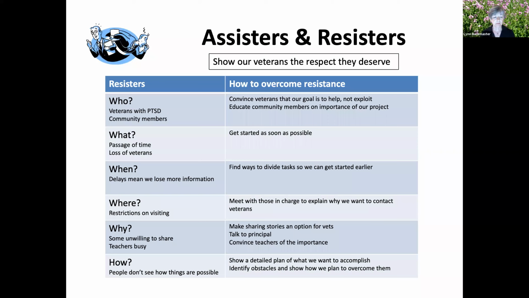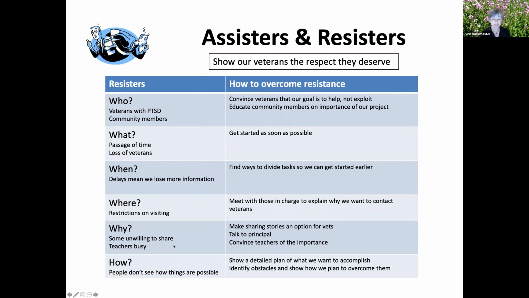These are the resistors that they thought of. Some of the who's: veterans with PTSD, and some community members might be resistive. So how to overcome: they could convince veterans that our goal is to help, not exploit them, and educate community members on the importance of the project. What was the resistor? Passage of time. Maybe we're losing veterans, so they thought: get started as soon as possible. Delays mean we lose more information, so find ways to divide tasks so we can get started earlier. There might be restrictions on visiting veterans, so meet with the people in charge to explain why we want to contact the veterans.